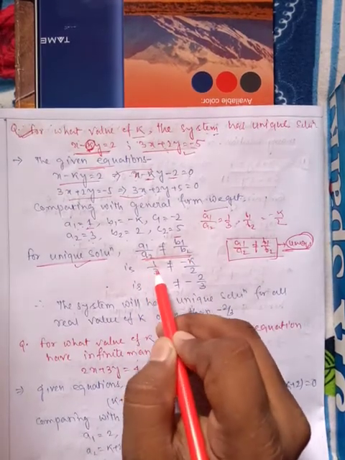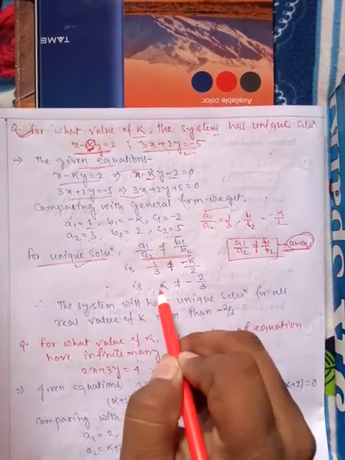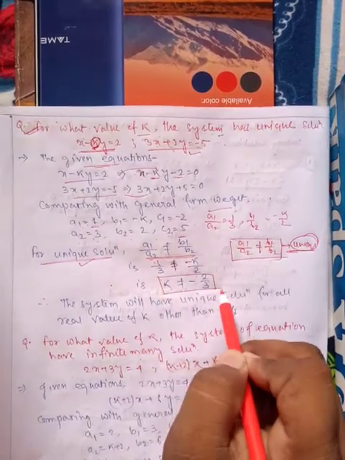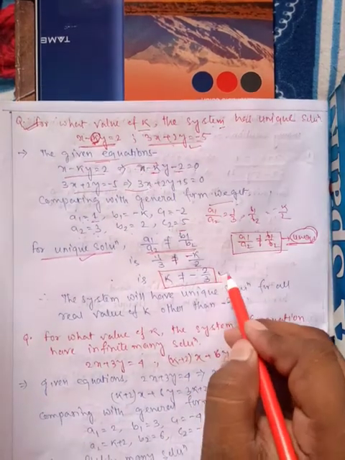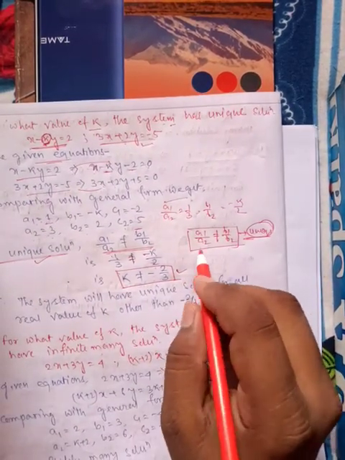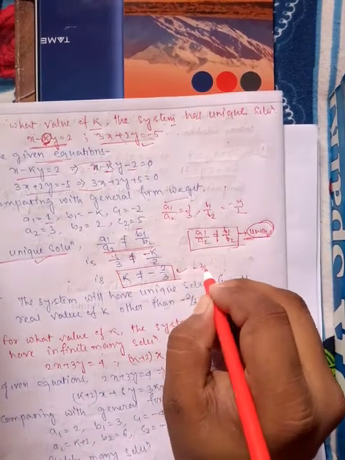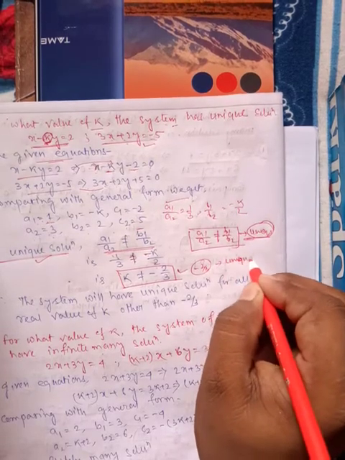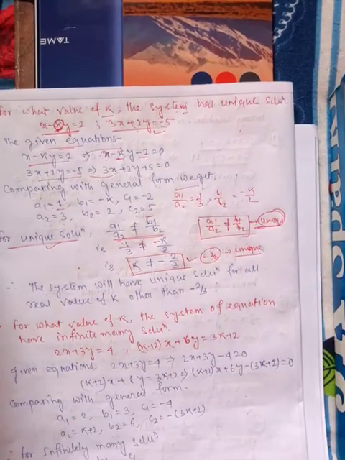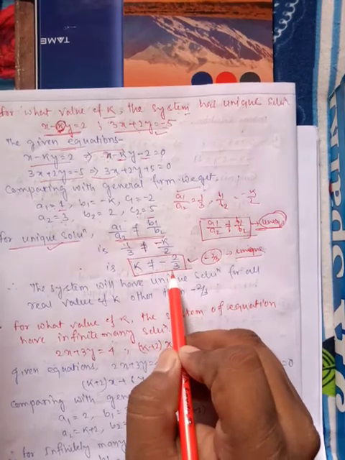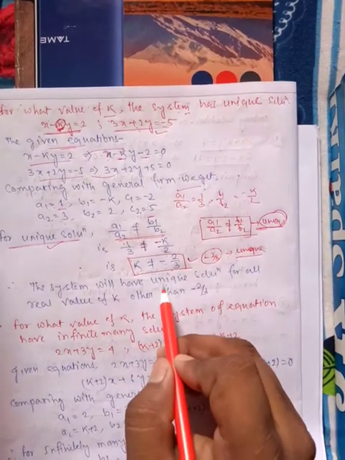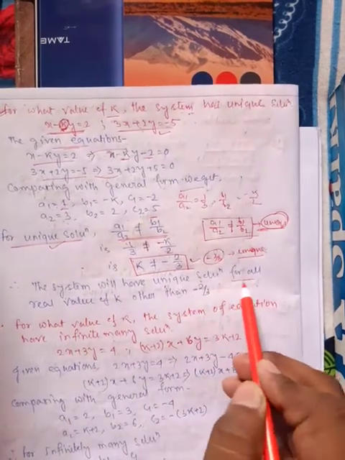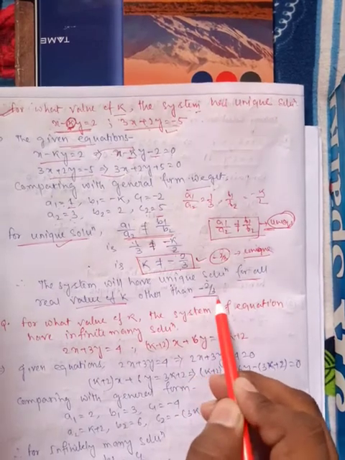So a1 by a2, that is 1 by 3, not equal to minus k by 2. So 2 will come here, then k not equal to minus 2 by 3. This means if the value of k is not minus 2 by 3, then the system of equations has a unique solution. Except minus 2 by 3, if you take any value of k, you will get a unique solution. So the system will have a unique solution for all real values of k other than minus 2 by 3.